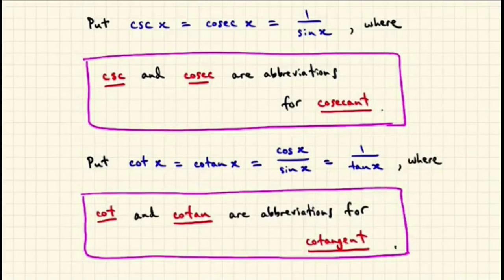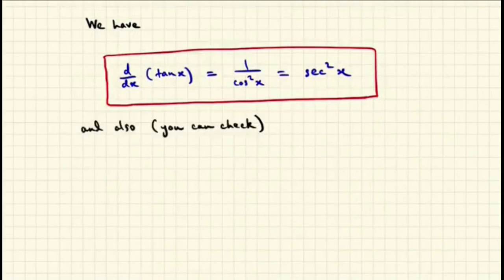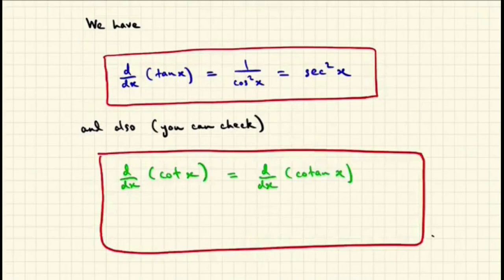We have from before that the derivative of tan x is 1 over cos squared x, expressed also as sec squared x. And we can easily check that the derivative of cot x, or cotan x, is negative 1 over sine squared x, which you can express as minus cosec squared x.